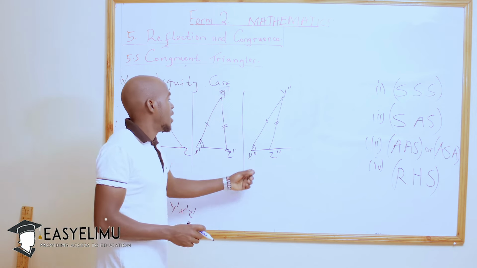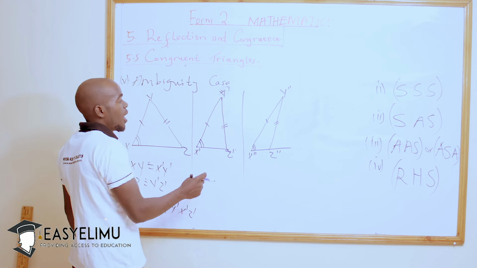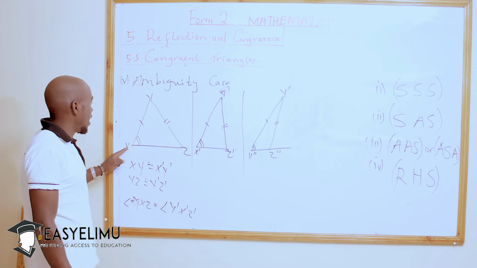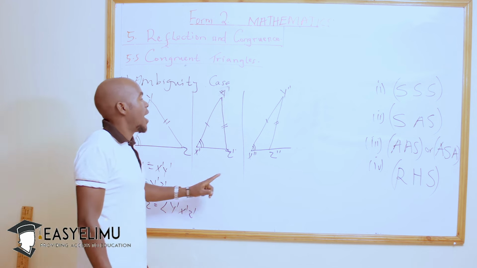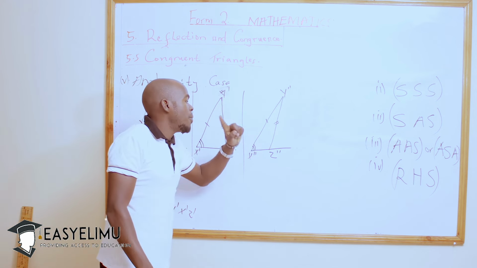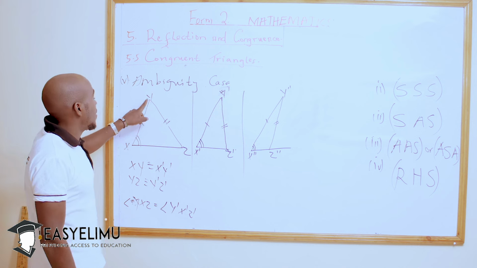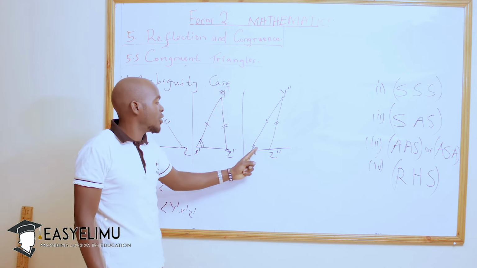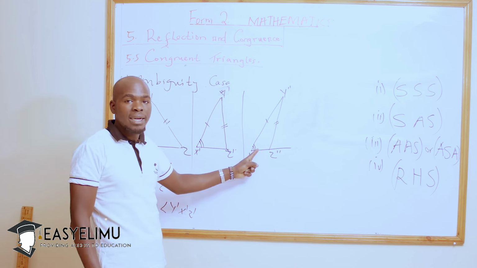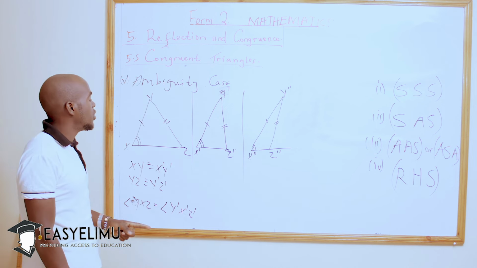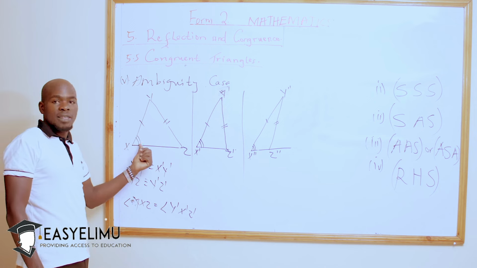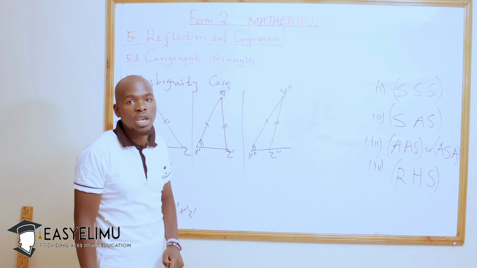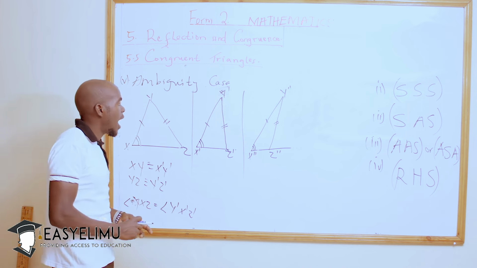But here, still the same applies, whereby x prime y double prime is the same as xy here. Y double prime z double prime is the same as yz. But now the problem lies with the angle. This angle here, in real sense, is not the same as this angle. So meaning this triangle here and this one will not be congruent to each other.